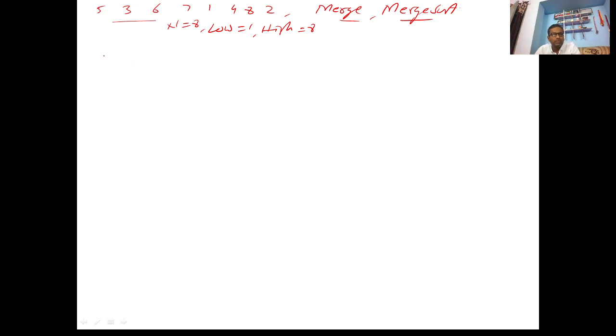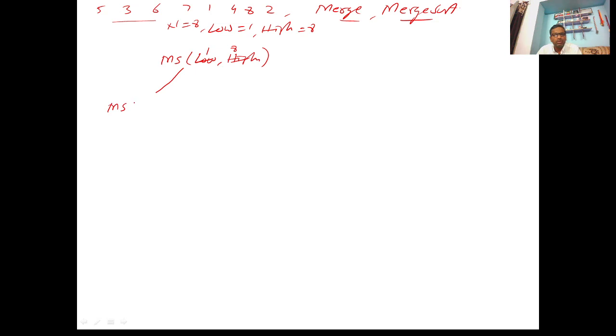So the initial call will be made to your merge sort with two arguments, low and high, or you can say low is equal to 1 and high is equal to 8. Fine. If this is called with these two arguments, then the list will be divided into two parts, and again two recursive calls are going to be there.